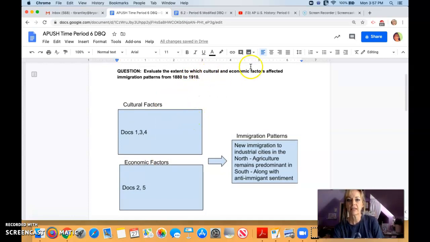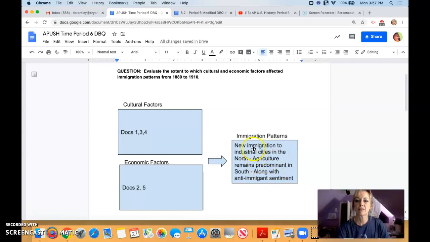cultural factors and economic factors, those are your two boxes there. Okay, what were the cultural factors that impacted immigration patterns? And what were the economic factors, okay, that impacted immigration patterns? And so I'm going to use documents 1, 3, and 4 for cultural, and I'm going to use documents 2 and 5 for economic. And in the box here, this is kind of working on my thesis statement here.